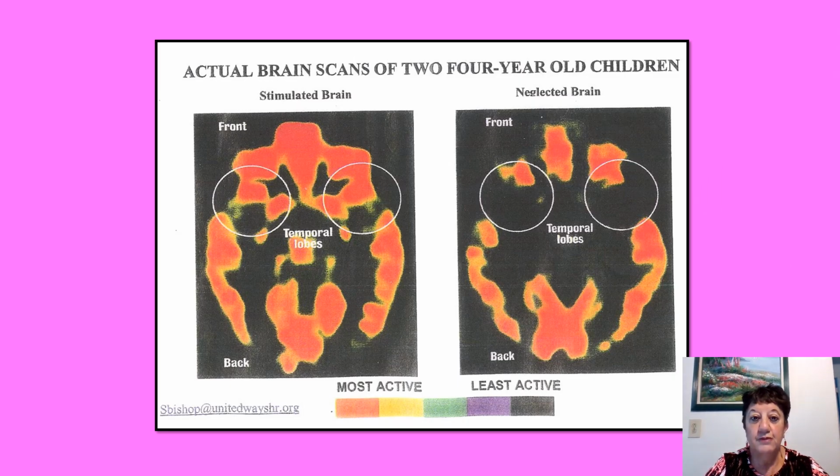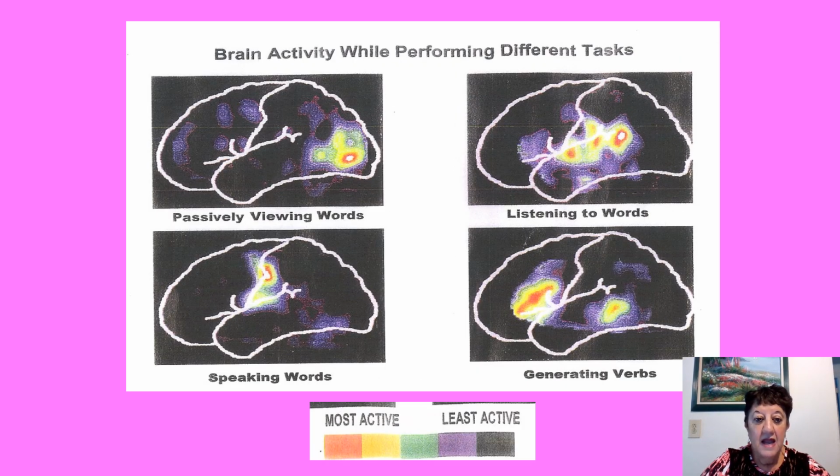Again, actual brain scans of 4-year-old children. On the left, a brain that's been stimulated, and on the right, a brain that's not so stimulated. So you can see they actually can see now the physical effects on the child. And brain activity while performing different tasks. On the top left, passively viewing words, listening to words, speaking words, generating verbs. So you can see most active, least active. When you involve a child in something, obviously they develop differently, physically, emotionally, and mentally.